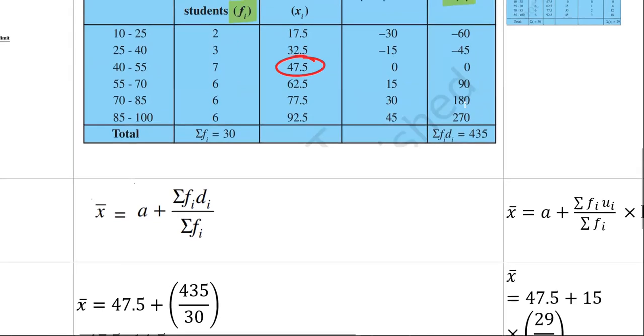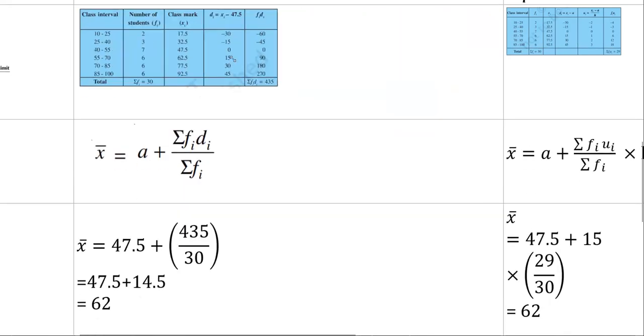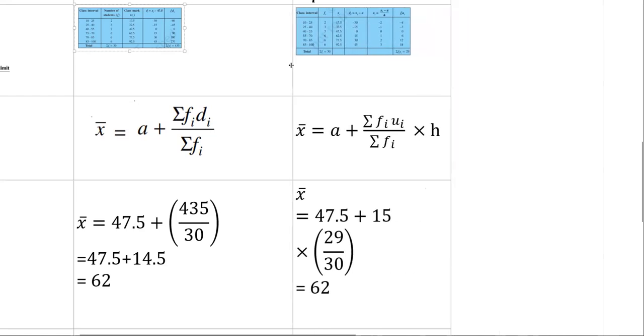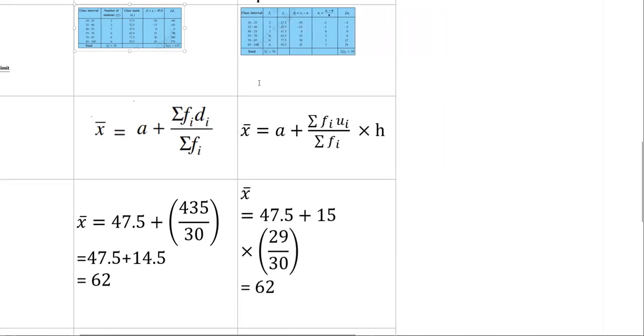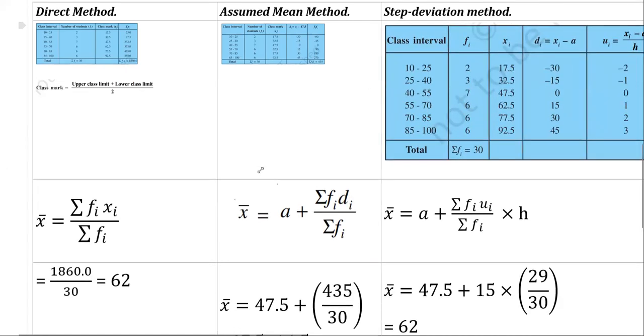Now, once we are done with this, we are going to do the other method, which is the last one, the step deviation method. So let's see what we need to do in the step deviation method. Now, we are on the last method, that is the step deviation method. In this step deviation method, also called the shortcut method, we'll have one extra column. Let's understand what that extra column is.